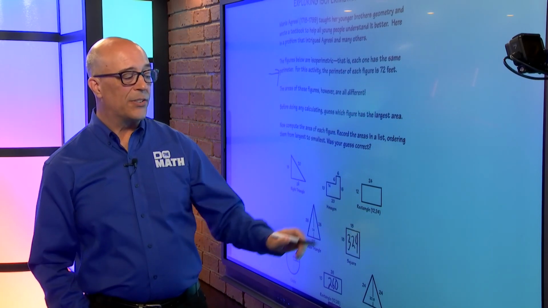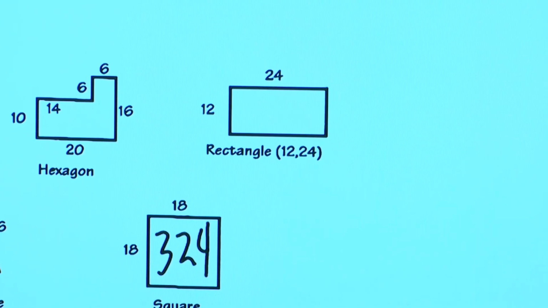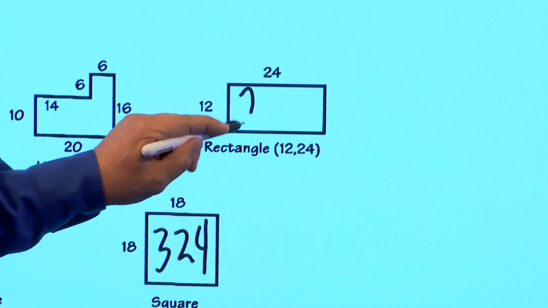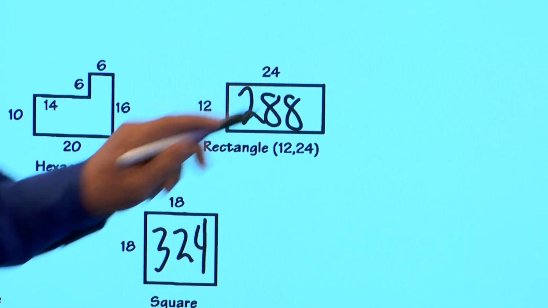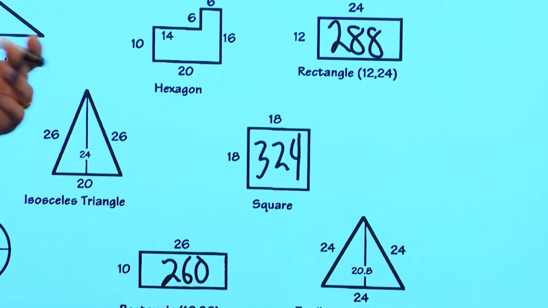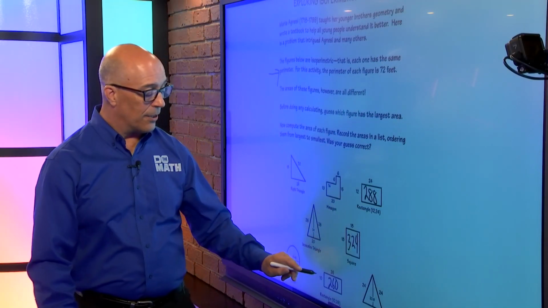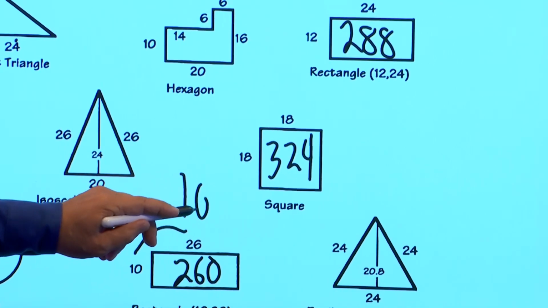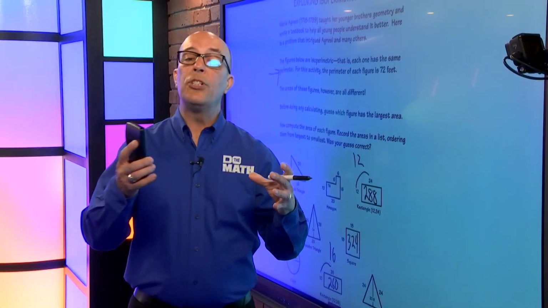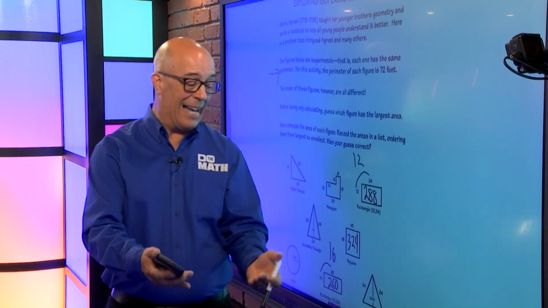Just to make sure, let's take a look at this rectangle, 12 times 24. So we'll go 12 times 24, and this one we get 288. So it's a little bit larger than this rectangle. The reason why it's larger is because the numbers are closer together. Here, the difference is 16. Here, the difference is 12. The closer you get and the smaller the difference, the greater the area you will have.